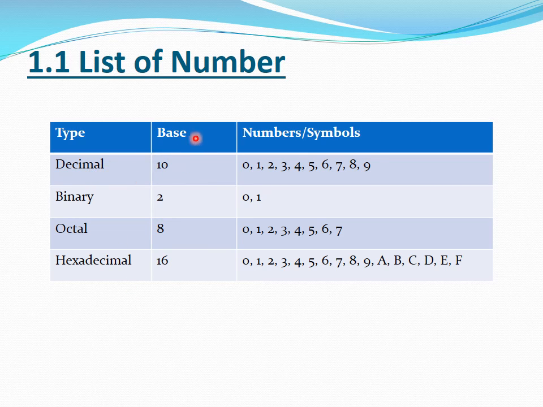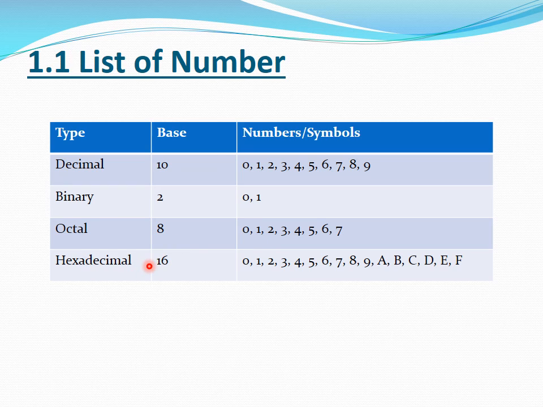Decimal number system base is 10. The numbers or symbols are 0 to 9. And binary means 2, that is 0 and 1. Octal base is 8. Therefore, the numbers are 0, 1, 2, 3, 4, 5, 6, 7.